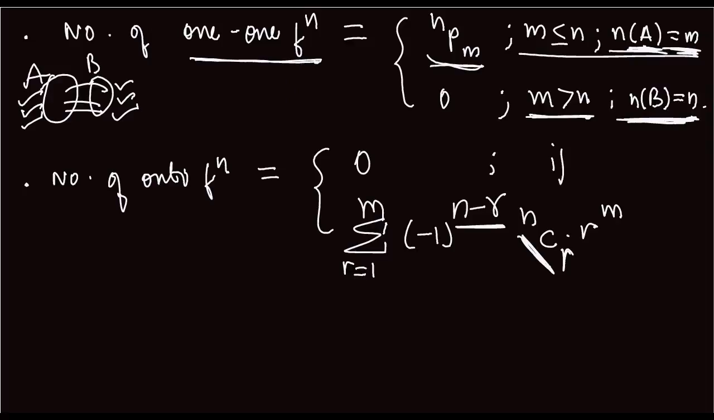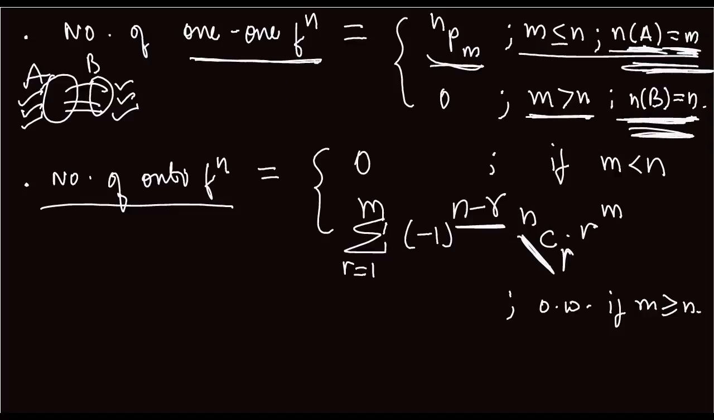There are also two conditions. This will be if m is less than n, and of course 0 otherwise, that is if m is greater than or equal to n. So for the number of onto functions, you have to remember this formula: (-1) to the power n minus r, nCr, r to the power m, where n and m are these two only, which I specified earlier.